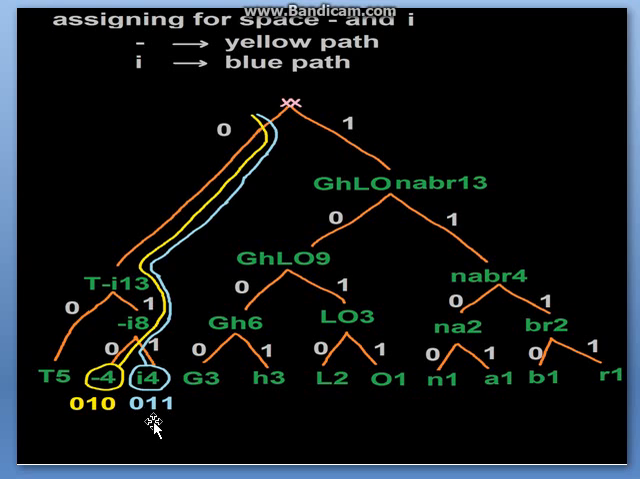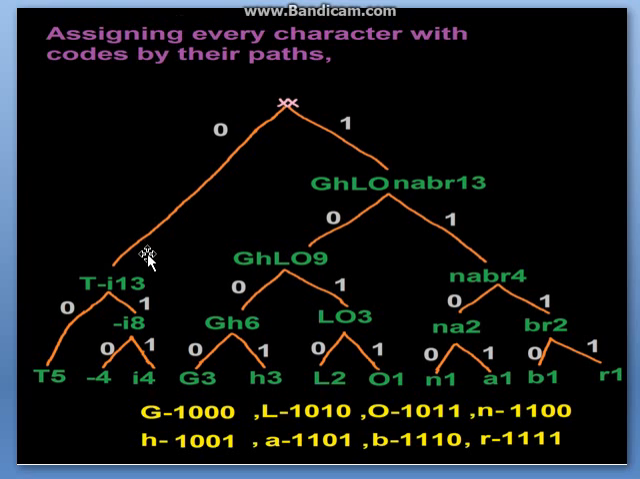Similarly, we can have codes for G, H, L, O, N, A, B and R, and writing these codes here they are. We are assigning codes for each and every character. Like G, for G we can write 1 0 0 0. For L we can write 1 0 1 0.